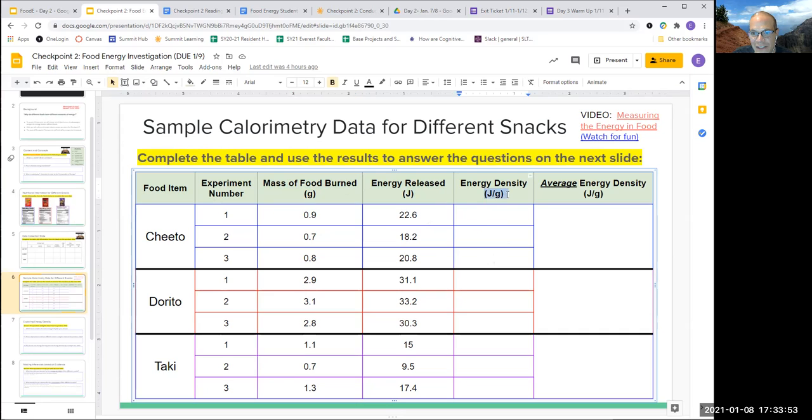Because the units here are joules divided by grams, all we have to do is divide this column, which is joules, by this column, which is grams, to calculate this. And then we have 3 experiments, but we really just want one number to be able to compare these. So what we do is we take the average of the 3 numbers that you calculate here. You take the average of those 3 numbers to get what we'll call the average energy density for these 3 snack foods. And again, we are organizing and representing information here as well.